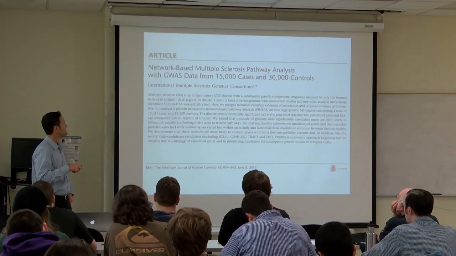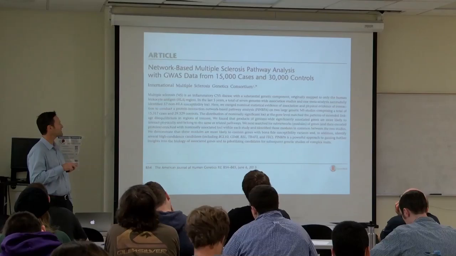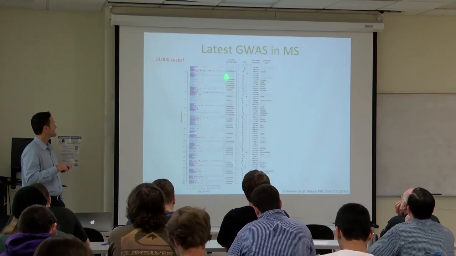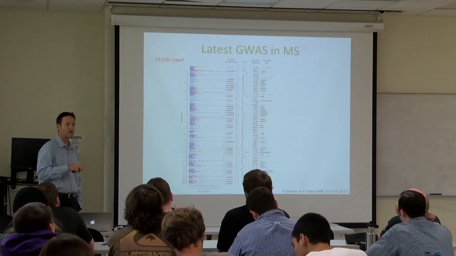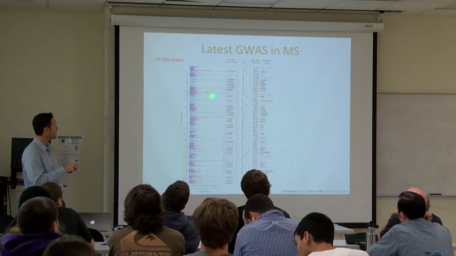So we published this a few years ago, and we did this with a very, very large GWAS, 15,000 cases and 30,000 controls. And this is the Manhattan plot turned on its side. A lot of genes were discovered by this approach, but we said, okay, if we apply this method, can we discover even more genes? Because some of them would be below that magical threshold.